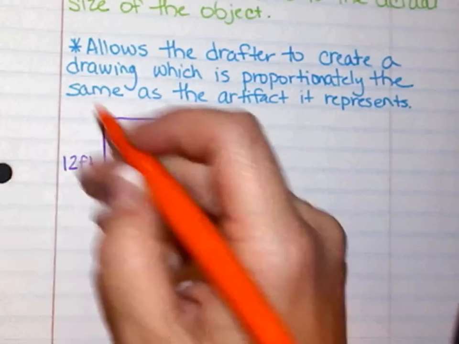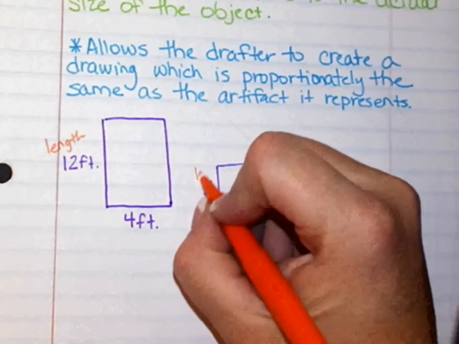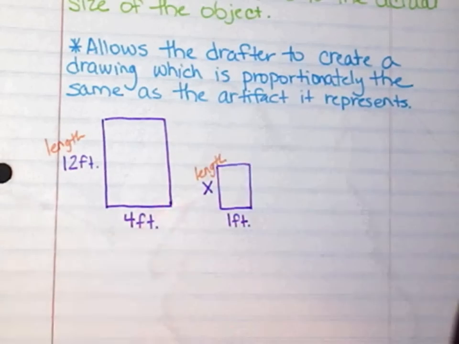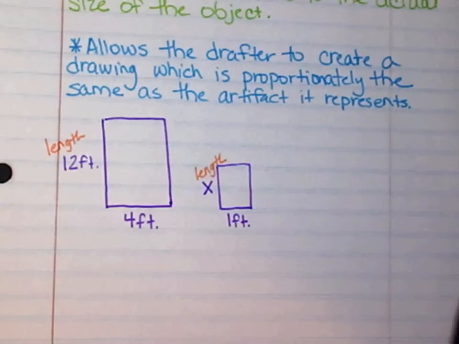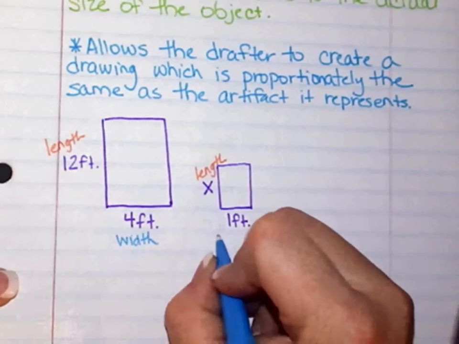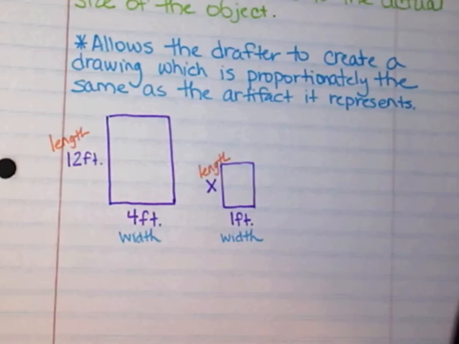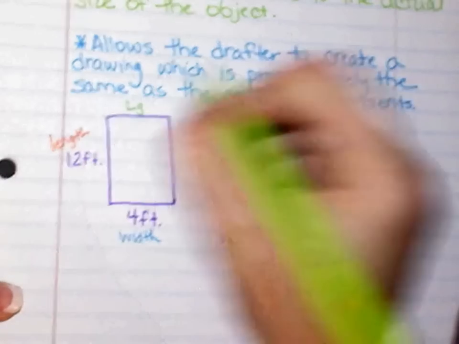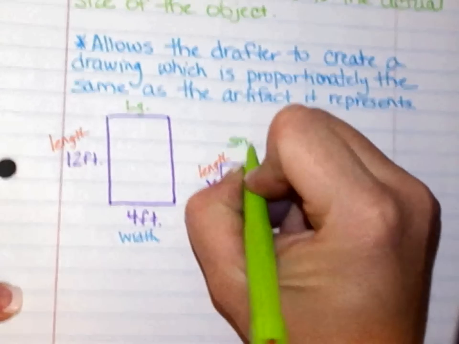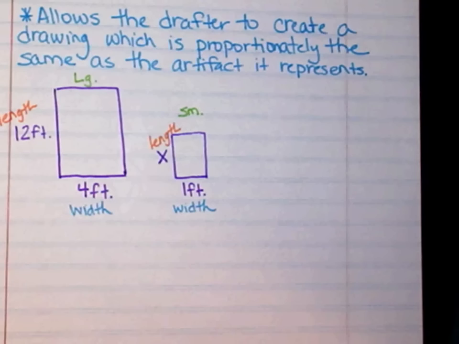First, I'm going to label. I'm going to use this as my length. So I have to also label my length on the same left-hand side as my smaller picture. I'm going to label the bottom width, and I'm going to label the same on my smaller picture. I also recognize that this is large picture, this is small picture, so I should see that my numbers go from large to small. I'm going to set it up as a proportion.